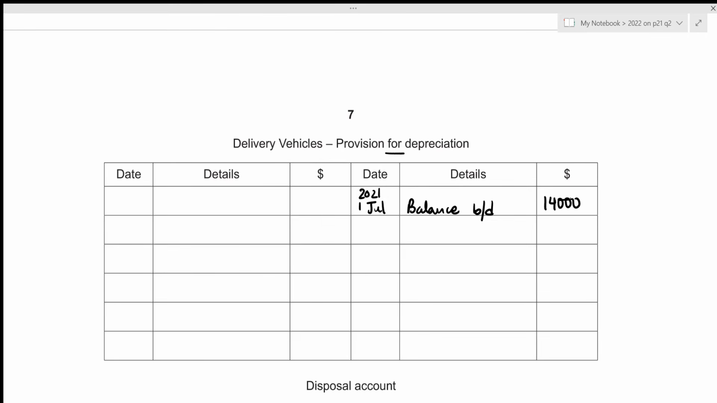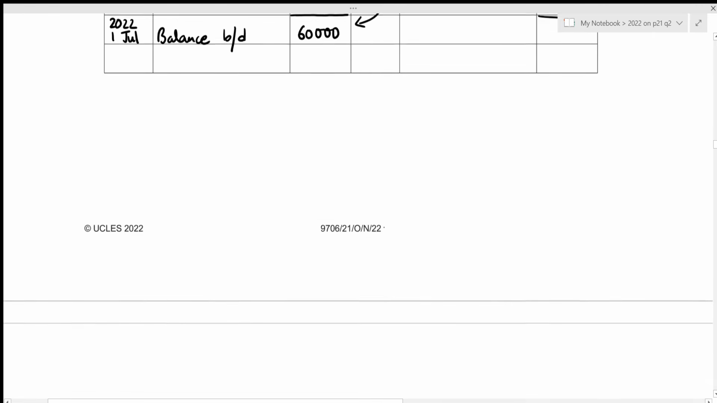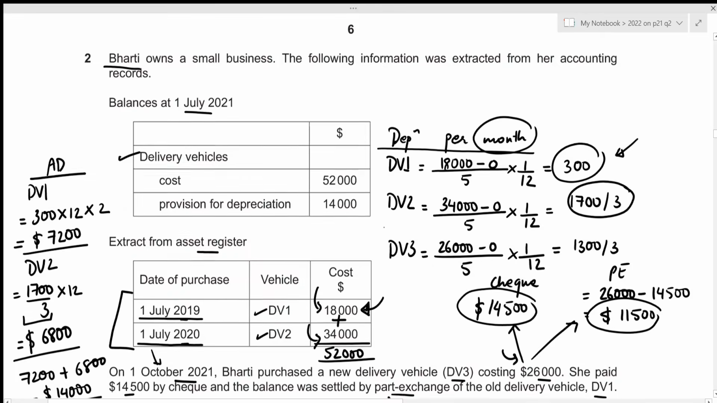Now the next thing that increases our provision for depreciation is the depreciation charge for this particular year, which will be recorded in our income statement, right? So that increment should be recorded on the credit side. Let's write it down under the heading of income statement. And this will be recorded at the ending date, which is 2022, 30 June. Now let's have a look above and figure out the depreciation charge for this year.